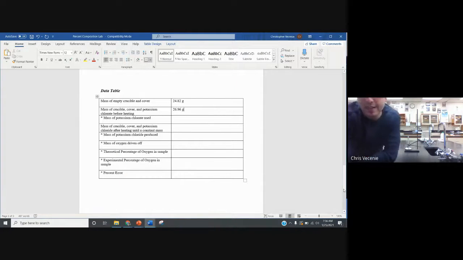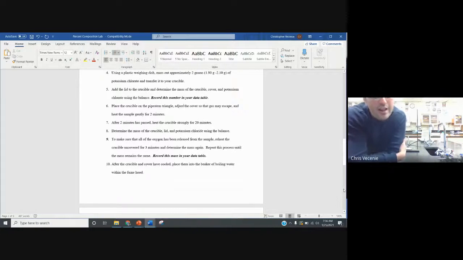All right, but if I take you back up to our procedure, we are now to the point where we are going to place the crucible on the pipe stem triangle. We're going to adjust the cover so that gas can escape. And then we're going to heat the sample gently for 2 minutes and then strongly for 20.